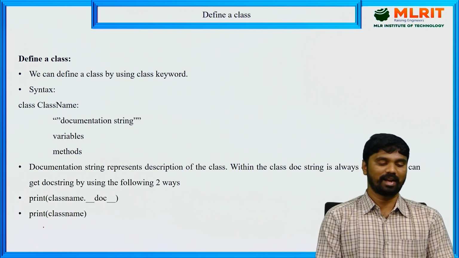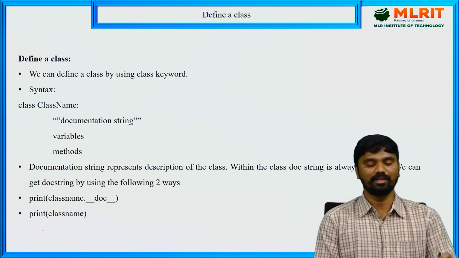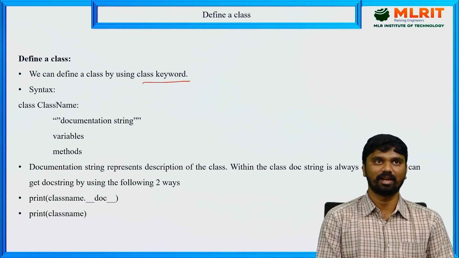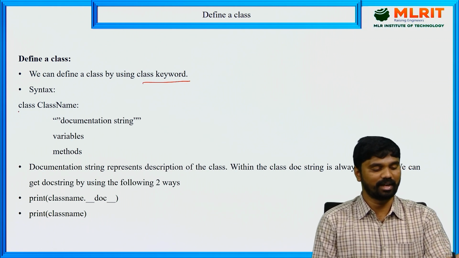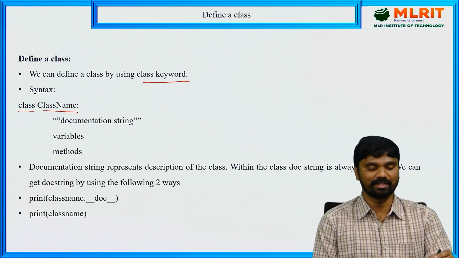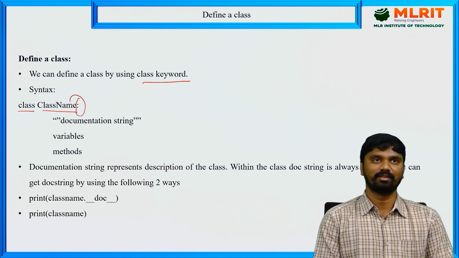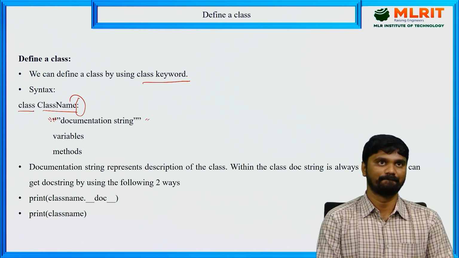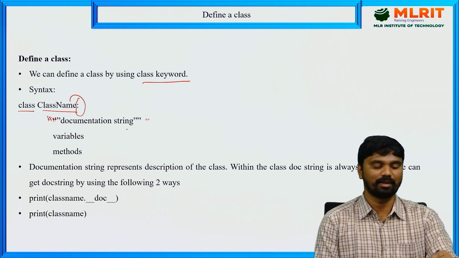A class is defined using the class keyword. The syntax is: class, followed by the class name, followed by a colon. And then here we have to write three double quotation marks.